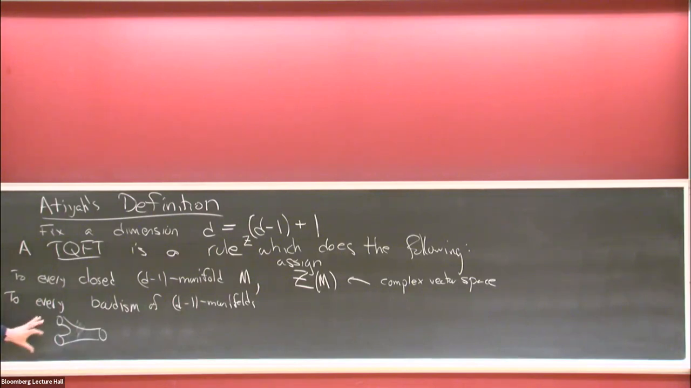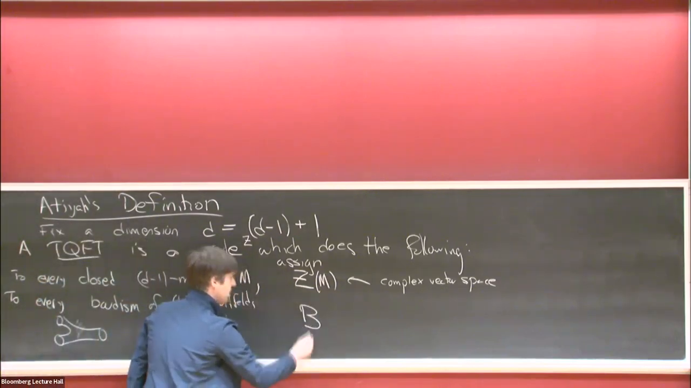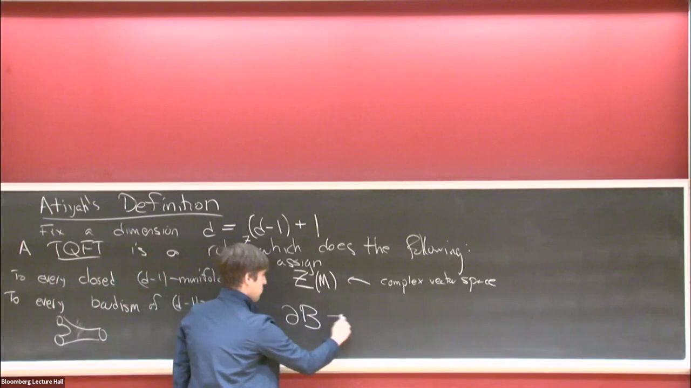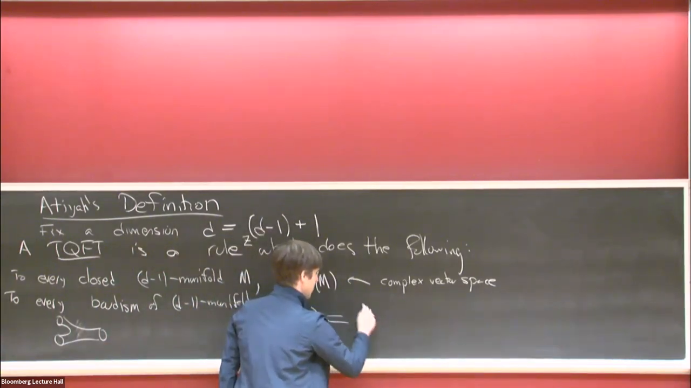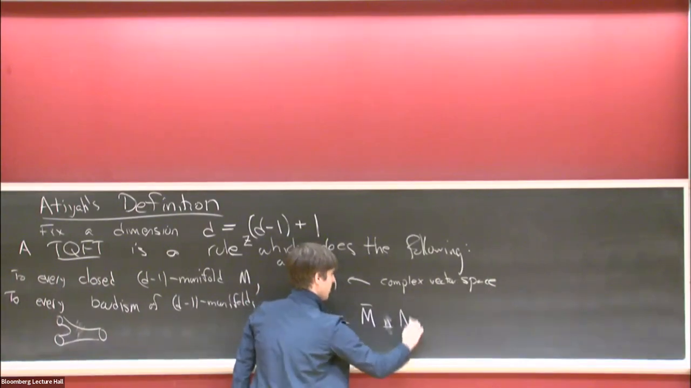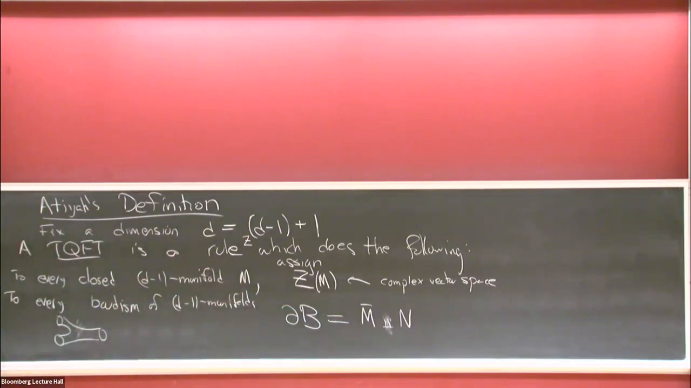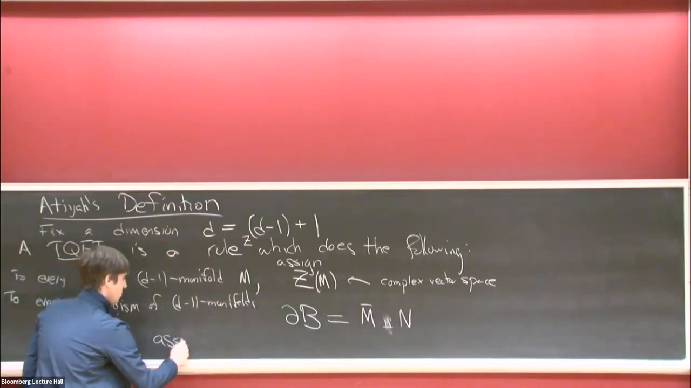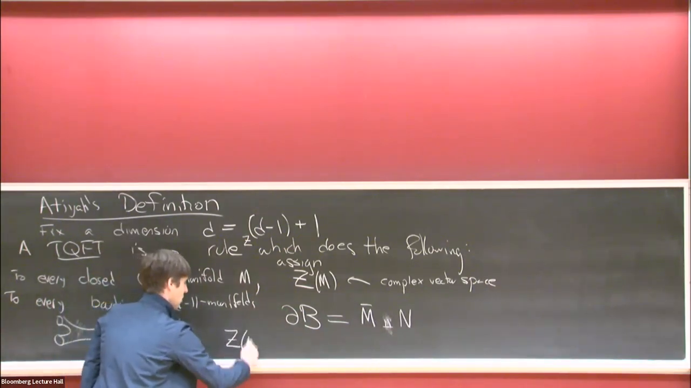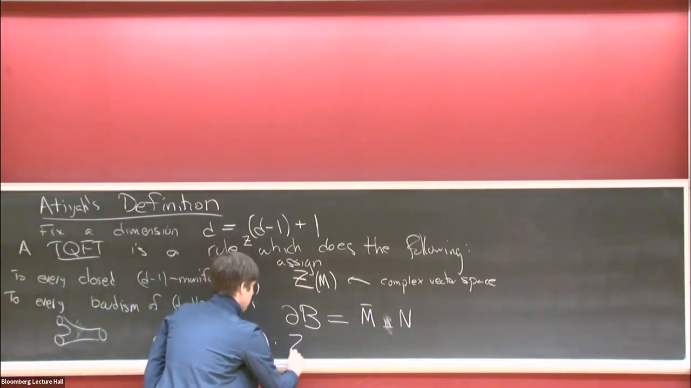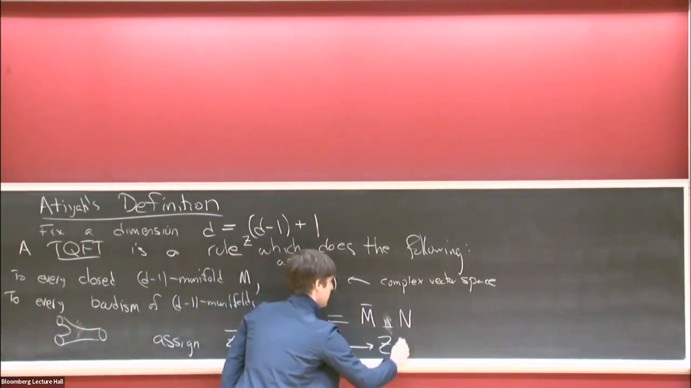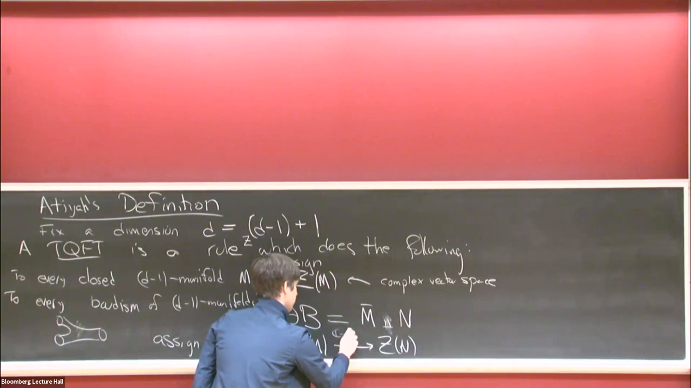A bordism means a D manifold which has boundary, and whose boundary is divided into two pieces, an incoming piece and an outgoing piece. So I'll write B for the bordism, and to say that it's a bordism is to say that the boundary of B is written as a disjoint union of two pieces, M bar and N. And here by this bar, I mean that I'm giving M the opposite orientation. And you assign it what I'll write as Z of B, a map from Z of M to Z of N, which is complex linear.